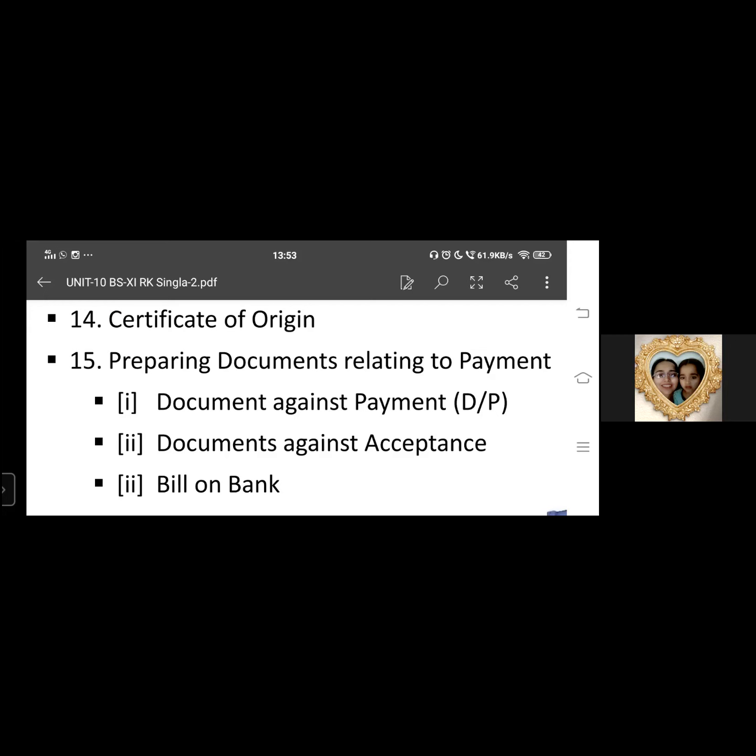Okay, second is documents against acceptance. If the bill of exchange of the further date is to be accepted, agar maan lo bill accept kiya gaya bank ke through, then the exporter writes document against acceptance on the bill. This means the importer can take the documents related to the goods from the bank after accepting the bill of exchange. Ab bill of exchange ko accept karne ke baad wo le sakta hai. Theek hai, and third is the bill on bank.